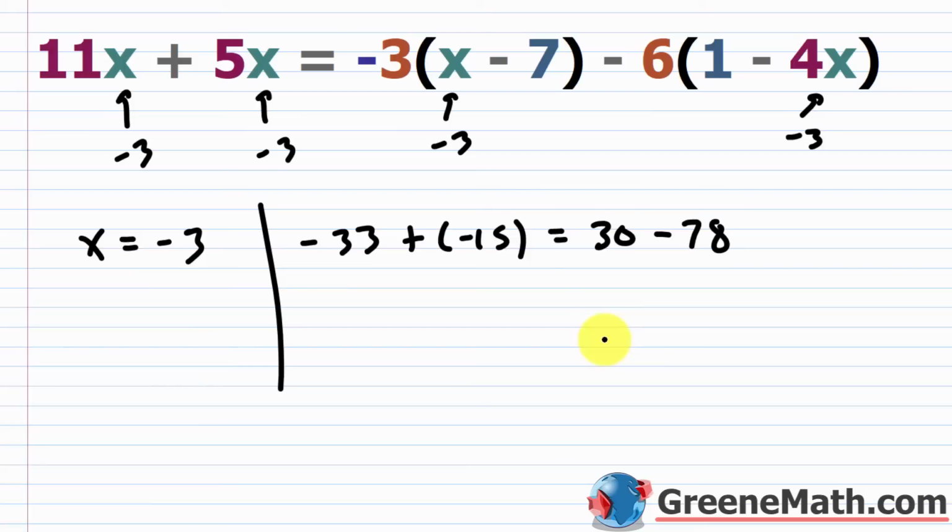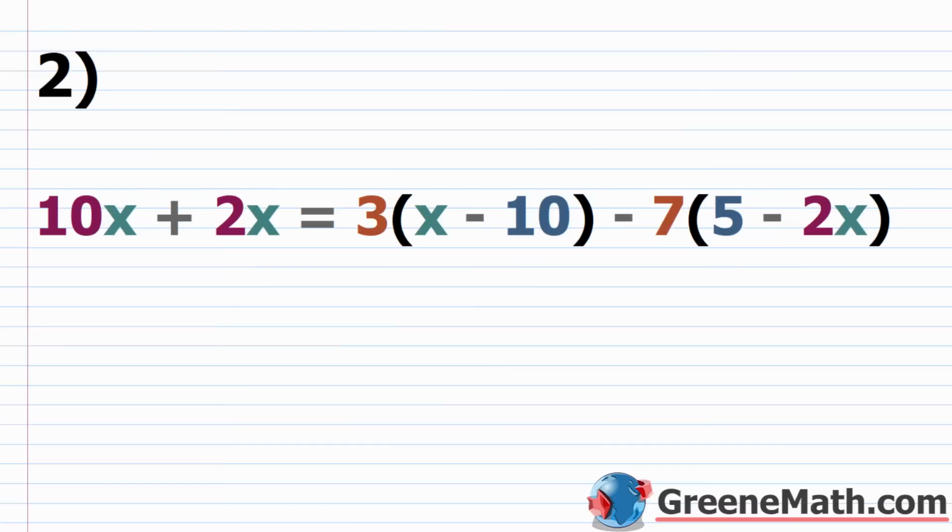And then essentially what's going to happen is on the left-hand side, negative 33 plus negative 15 is going to give me negative 48. On the right-hand side, 30 minus 78 is also negative 48. So you can see that I have the exact same value on the left as I do on the right. So that's how you know you got the correct solution. So we can verify here that x equals negative 3 is correct. Okay, let's look at the second problem. We're just going to pick up the pace a little bit.